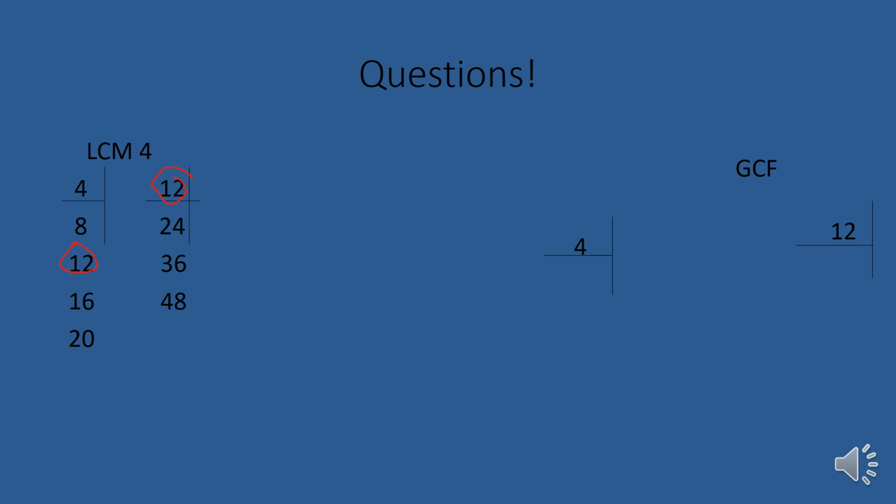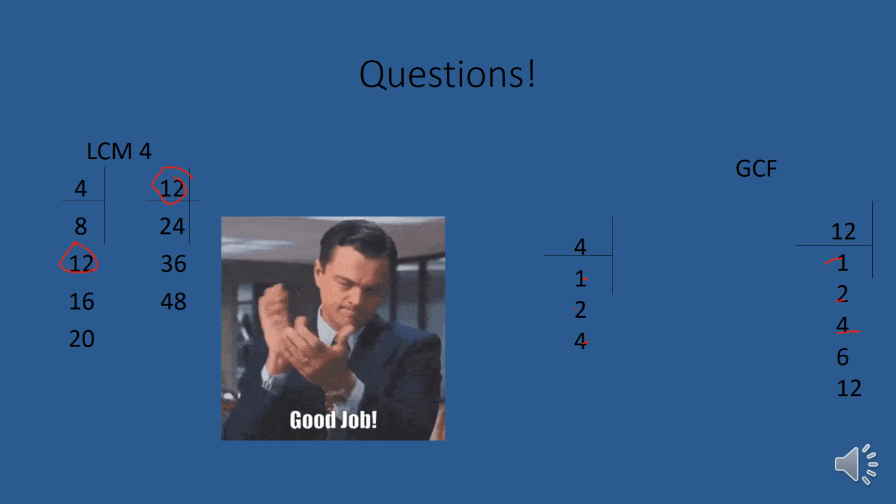Let's see if you guys got the greatest common factor right as well. These are the factors of each number. Now let's see the ones that are shared: 1, 2, 4. 4 is the biggest common factor that they both share. So then let's see the next one, because I know you guys both did well.